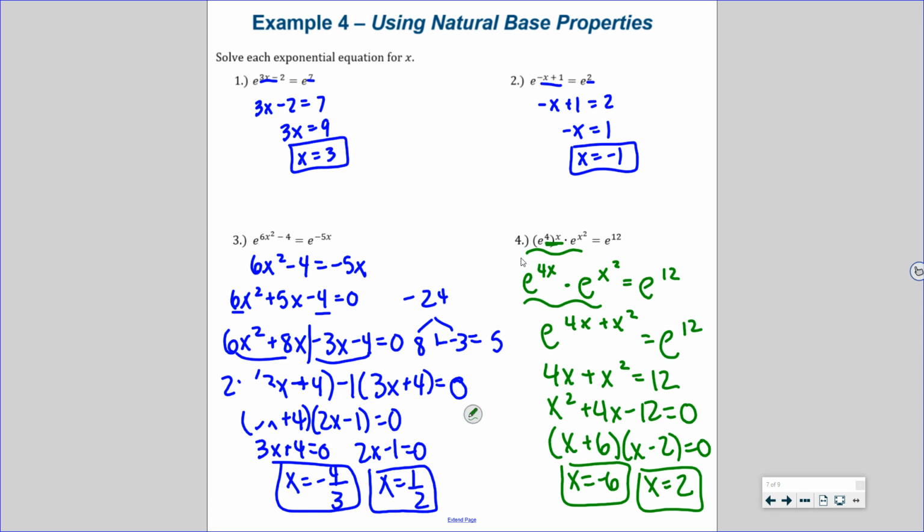Now, I know you're all wondering, well, what if we had something like this? When I don't have something that's written with the base e. Don't worry. There's ways to solve this, and we'll get there eventually. But for now, anytime you're asked to solve something, it will be able to be written with the same base on each side, set the powers equal to each other.